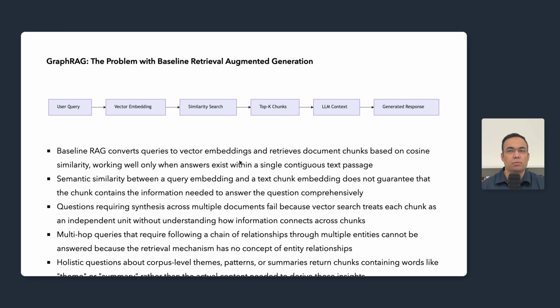Second is that the multi-hop queries that require following a chain of relationships through multiple entities cannot be answered because the retrieval mechanism has no concept of entity relationships. If you need to first identify one piece of information and then use that to find another piece of information, vector similarity alone cannot perform this traversal. Third is that the holistic questions about corpus level themes or patterns return chunks that happen to contain words like theme or summary rather than actual substantive content from which themes would be derived. Now let's look at these failure modes in more detail to understand exactly where baseline RAG breaks down.